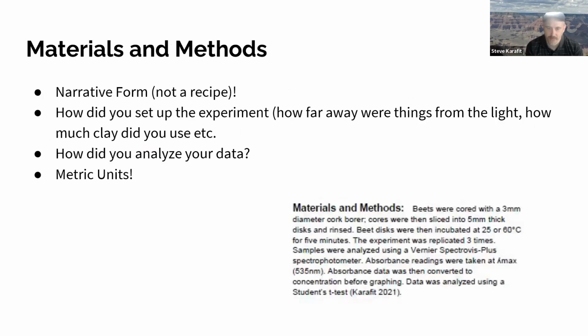Materials and methods. Do not list a series of ingredients like you're cooking. Once again, don't say I or we in here. Talk about what you did, not what happened. Beets were cored with a 3mm corkboard. Cores were then sliced to 5mm thick discs and rinsed. This is from a Bio 1 report, the example here.